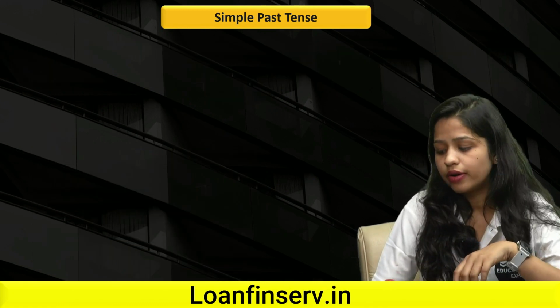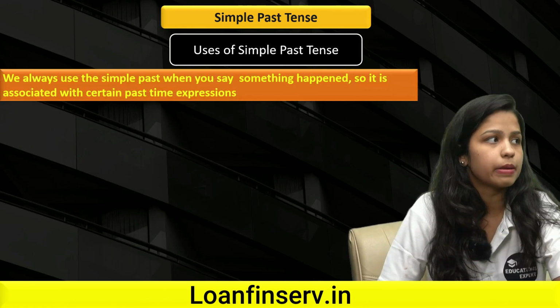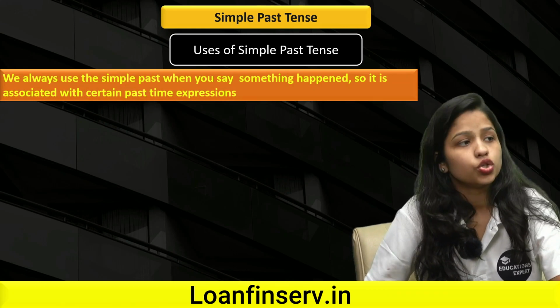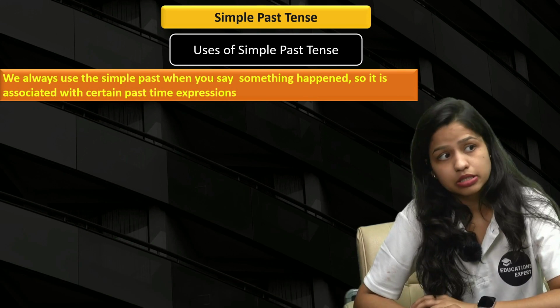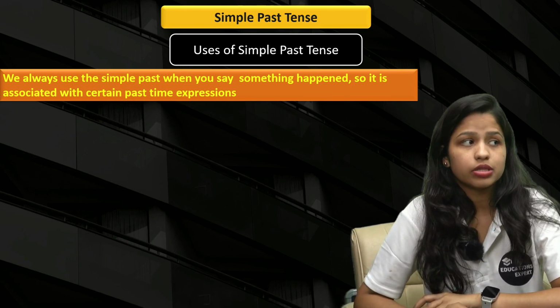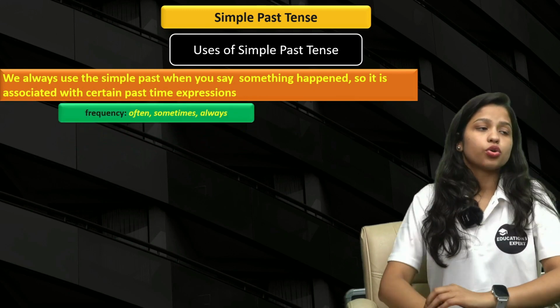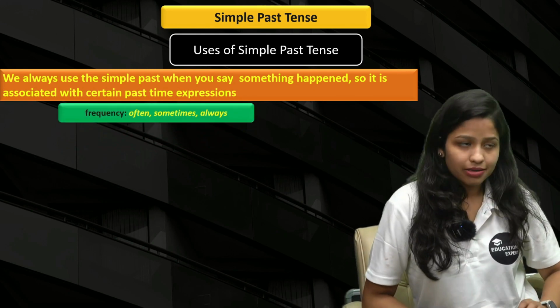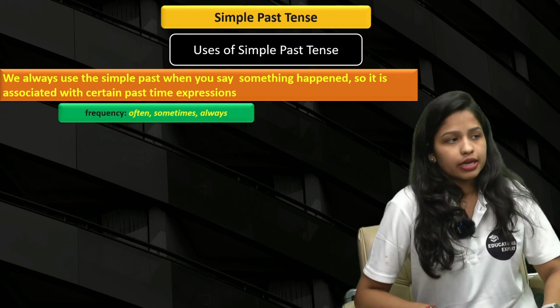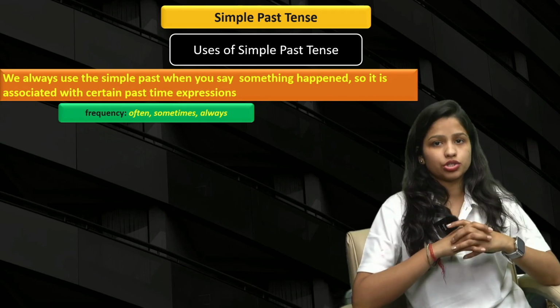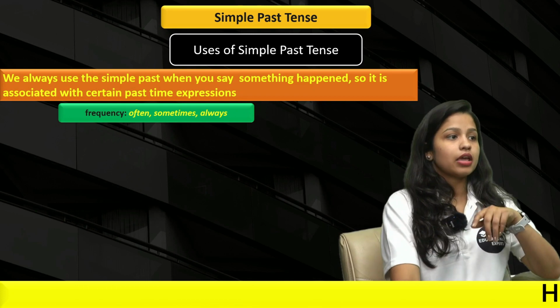All right, now let's understand the uses of simple past tense. We always use the simple past when we say something happened. So it is associated with certain past time expressions. How? Basically we use often, sometimes, and always, right? So this shows the past time expressions in the sentences. Clear? Let's see some examples of it.